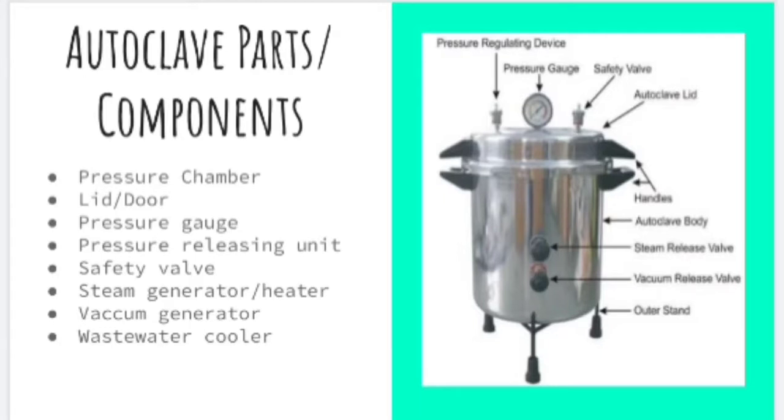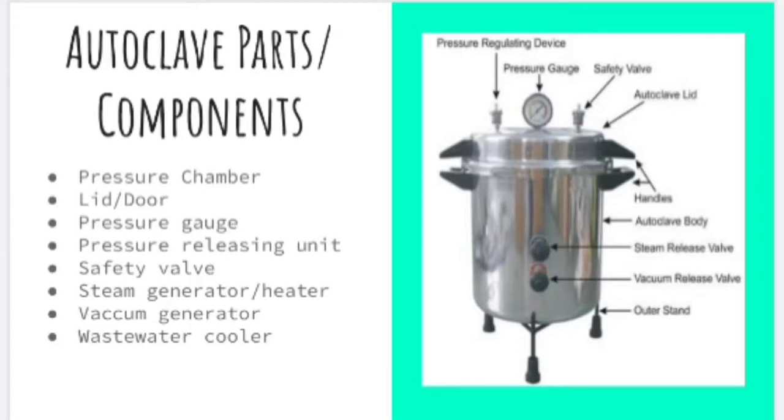Vacuum generator. In some types of autoclaves, a separate vacuum generator is present which pulls out the air from the inside of the chamber to create a vacuum inside the chamber. The presence of some air pockets inside the chamber might support the growth of different microorganisms. This is why the vacuum chamber is an important component of an autoclave.